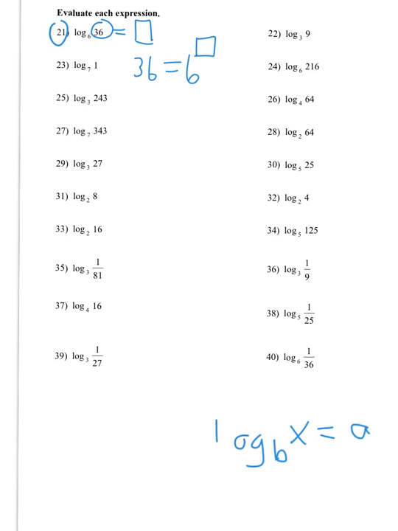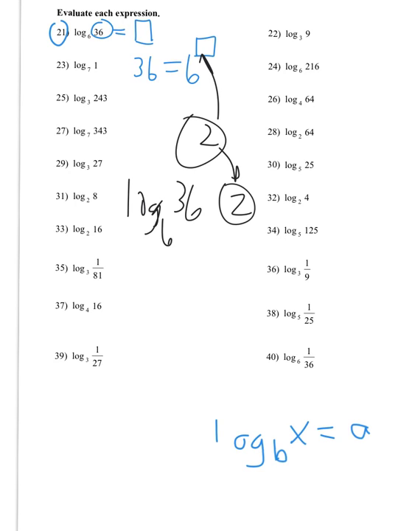Well, if I think about it, 6 to the first is 6, 6 squared. So what goes in the empty box right here is 2. So the answer, when I say evaluate the log of 36 in base 6, it's 2, because that's the exponent that I put on 6 to get 36.